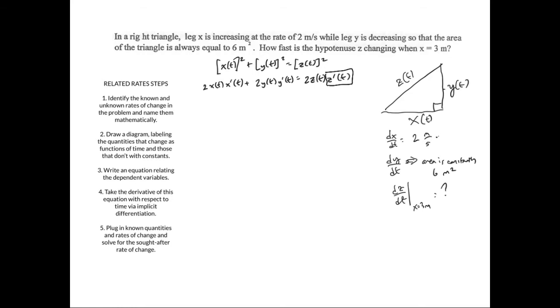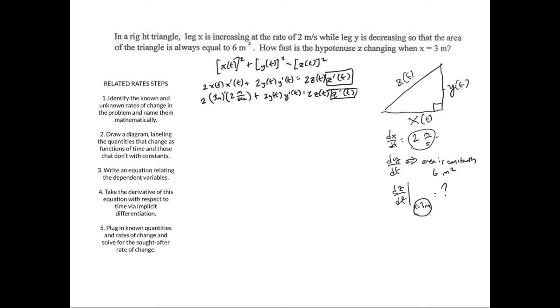Oh, I've already got x, right? Because I'm told that x is 3 meters, and that dx dt is 2 meters per second. So this term, I can go ahead and fill out. 2 times 3 meters times the x prime, which is 2 meters per second, plus 2y of t, which I don't know right now. Don't know y prime of t yet. Don't know z yet. And I'm looking for that z prime.